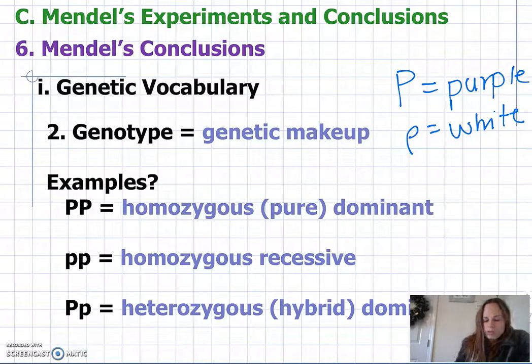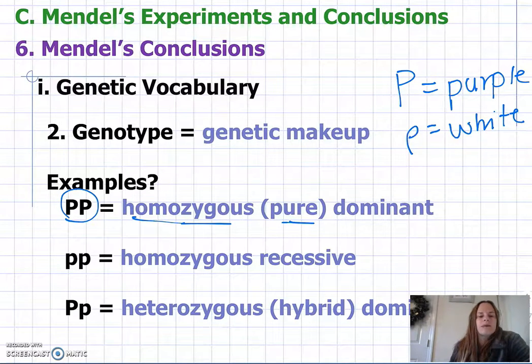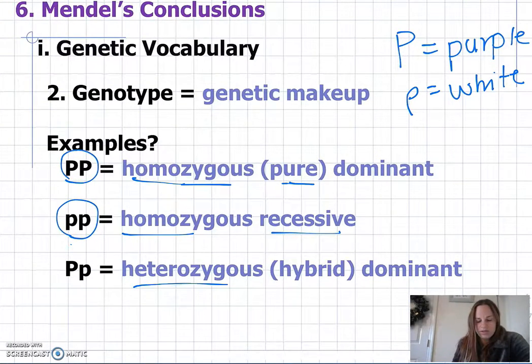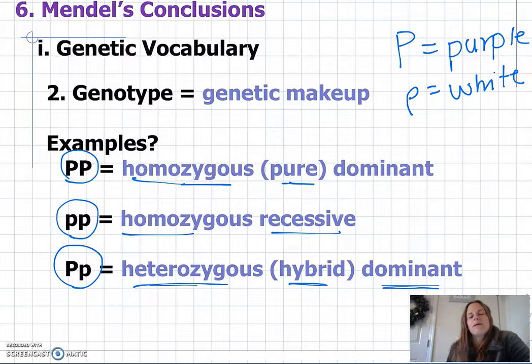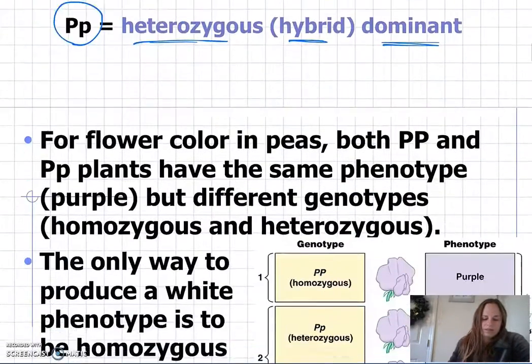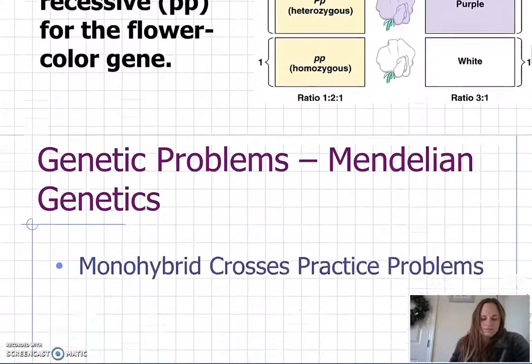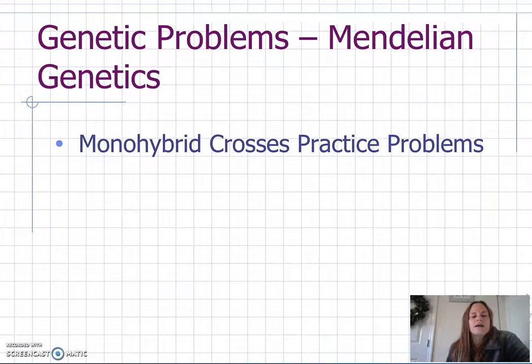So if I were homozygous or pure dominant, I would have capital P, capital P. If I were homozygous recessive, my genotype would be two lowercase p's. Now let's say I am heterozygous or a hybrid dominant. I've got the genotype capital P, lowercase p. However, my phenotype would show the dominant characteristic. So if you have time right now, practice some of the monohybrid crosses.